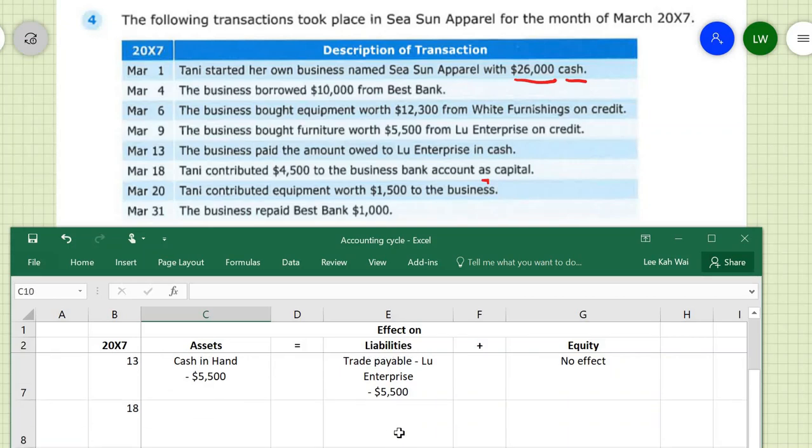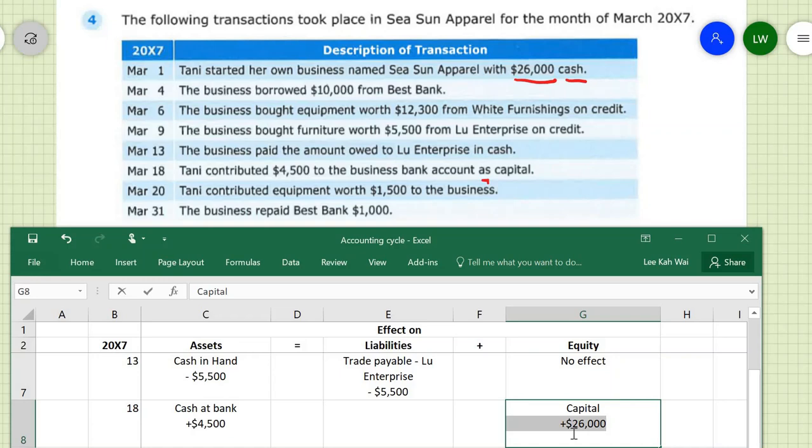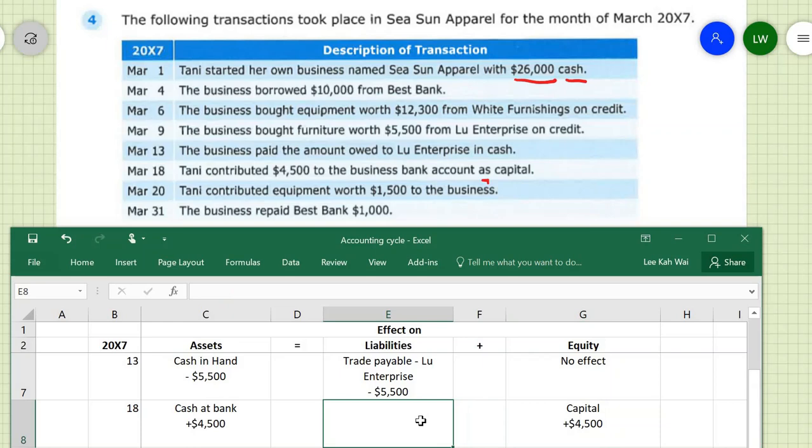Let's move on. On the 18th, Penny contributed $4,500 to the business bank account as capital. The name of the business bank account is called cash at bank. This time the contribution amount is $4,500 and is contributed by the owner of the business, so it is capital. It is recorded in the capital account, an addition of $4,500. Again, no external parties are involved in this transaction, so no effect on liabilities.